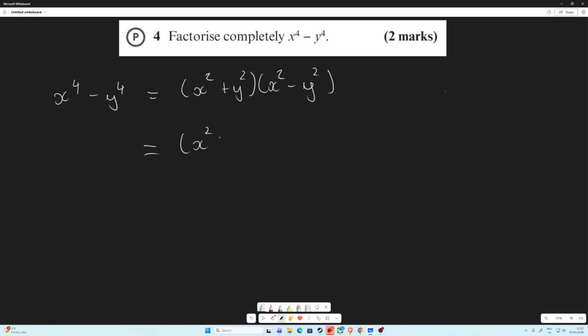Let's have a look at question 4. Factorize completely x to the 4 minus y to the 4. So x to the 4 minus y to the 4 is just a difference of 2 squares. So this will be x squared plus y squared times x squared minus y squared. And we need to see that x squared minus y squared is again a difference of 2 squares. So it's going to be x squared plus y squared times x plus y times x minus y. That's it for this question.